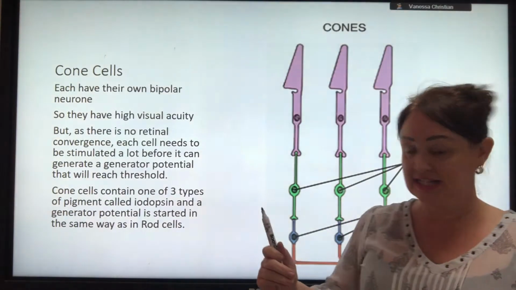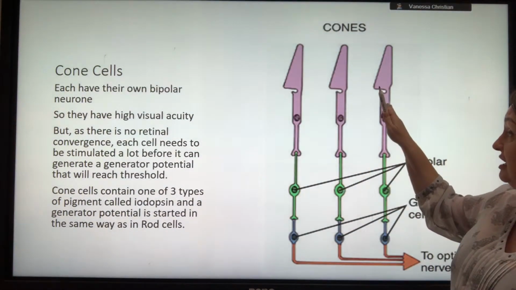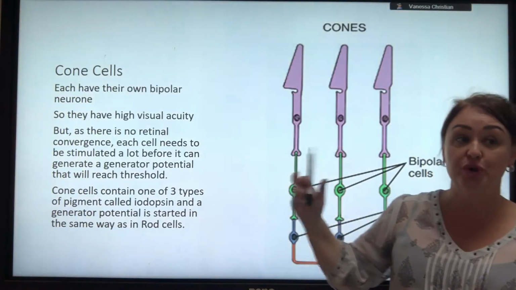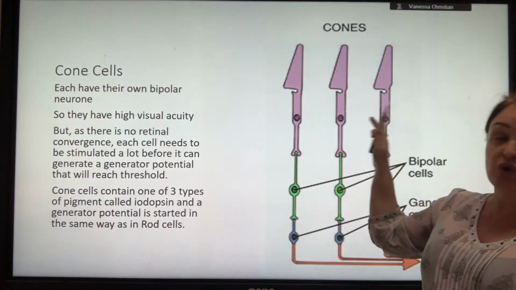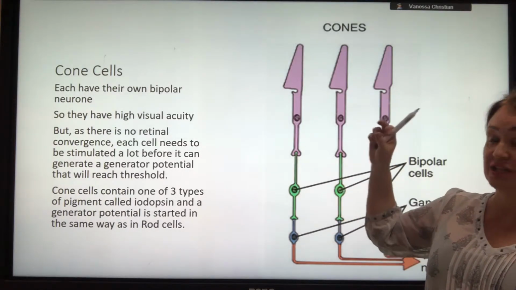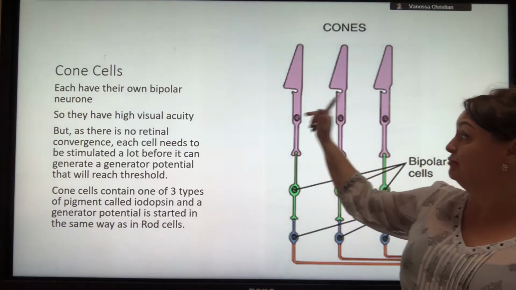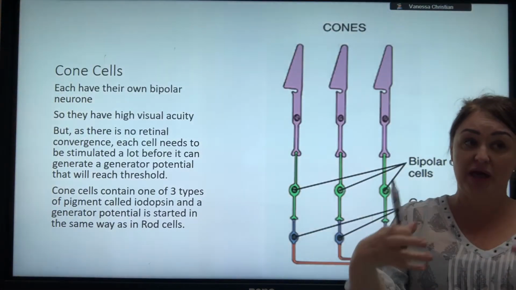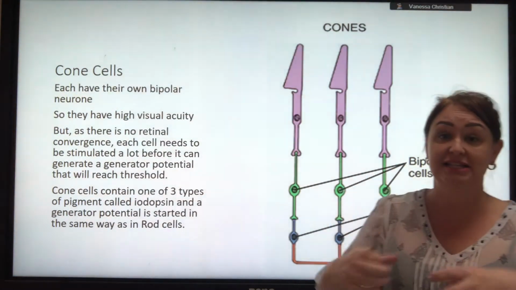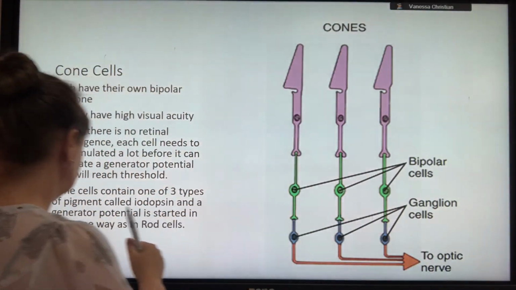The difference is that with the iodopsin that's in these cells, for that to break down, it takes a huge amount of light. There's no summation. So they don't operate in dim light because you need the bright light to break it down. When the iodopsin is broken down, that changes the permeability of the cell to sodium ions, and that's what's going to start off the next action potential.